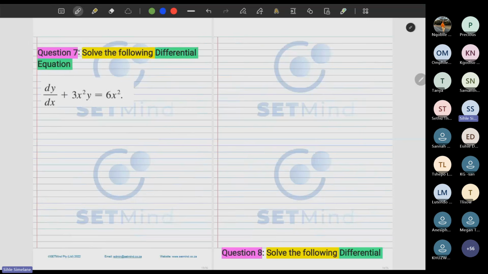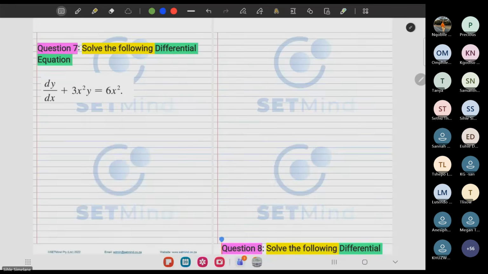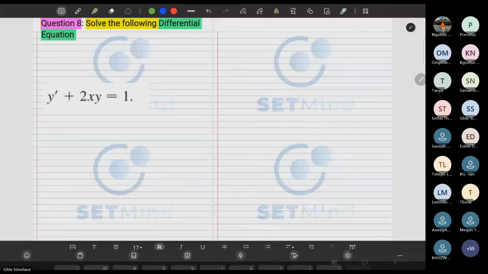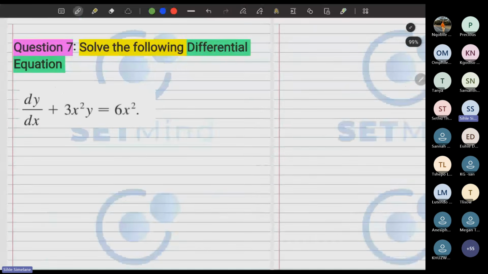Why did question 8 move here? Let me see. Next. Okay, I'll deal with that later. Let's have a look at this one, guys.